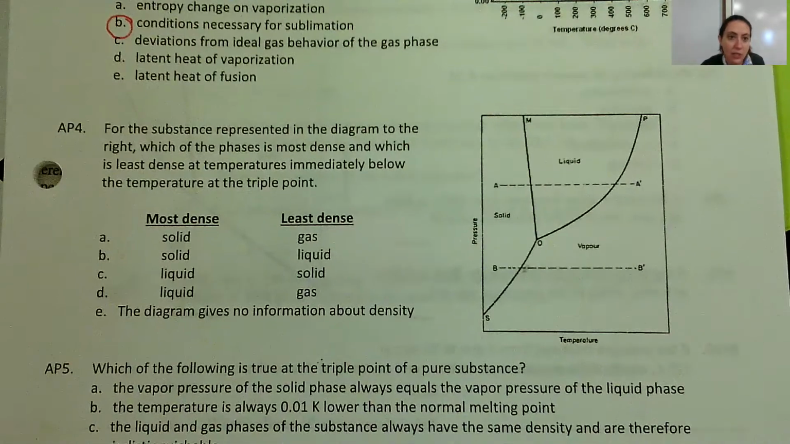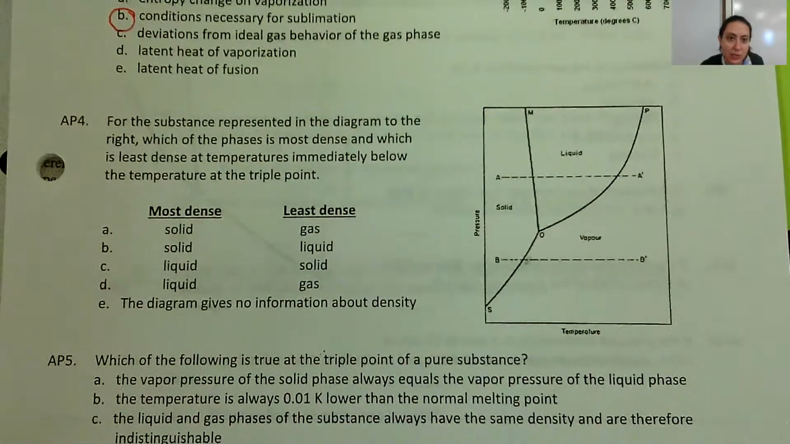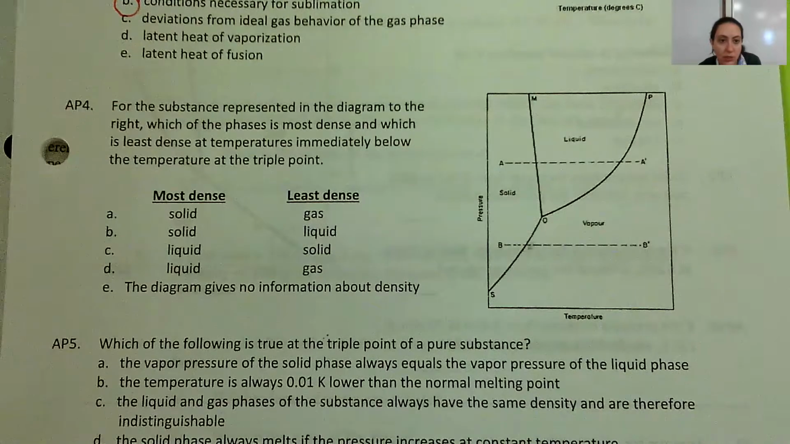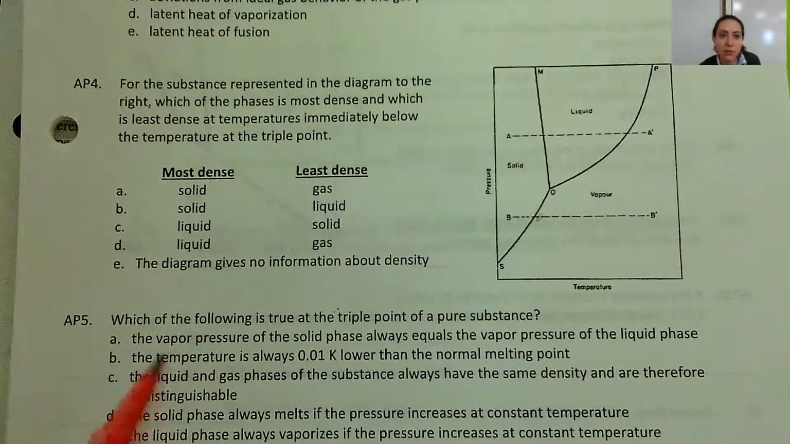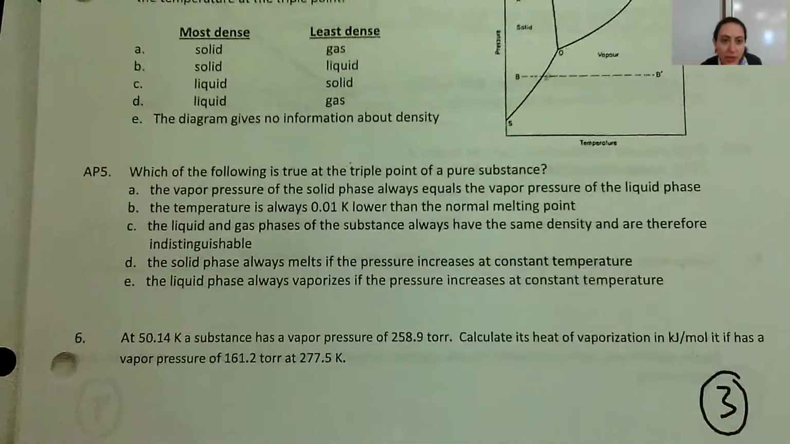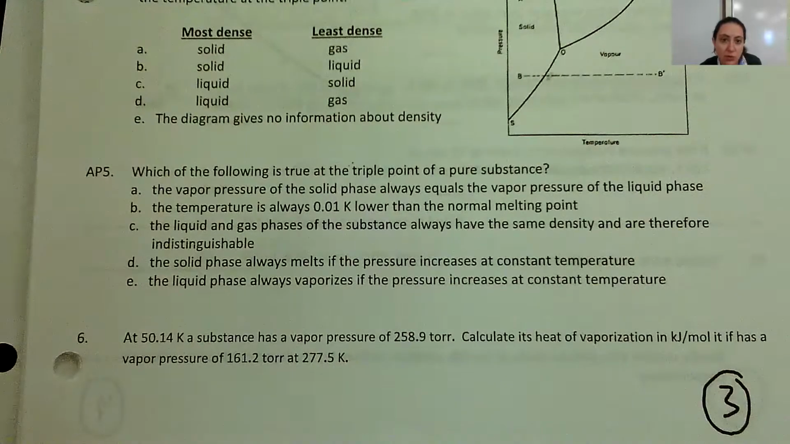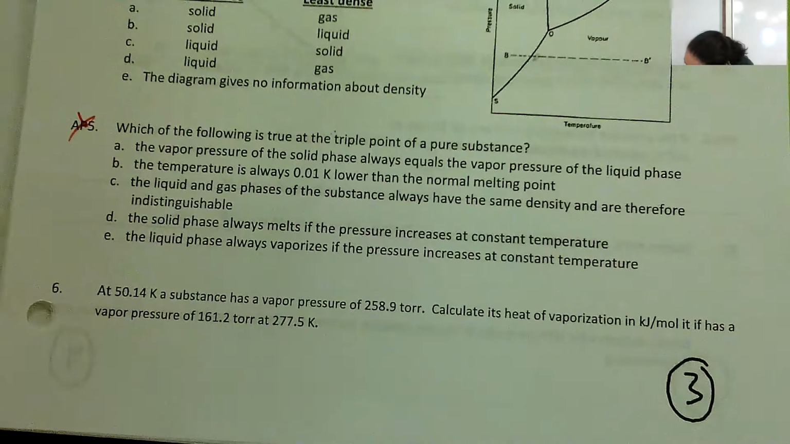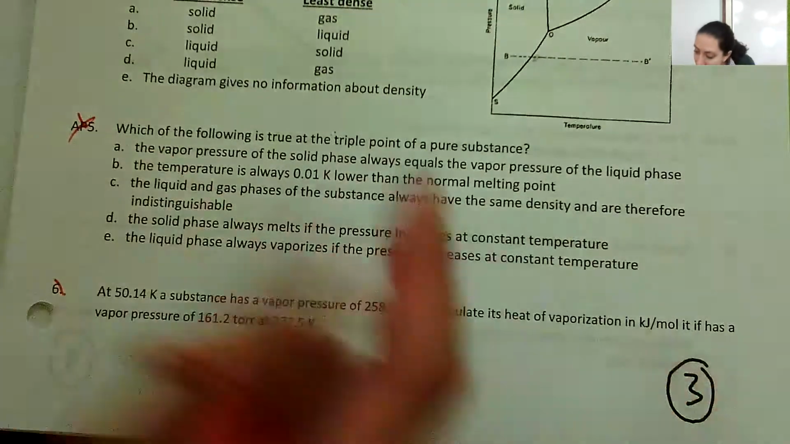Let's see. Which is least dense at temperatures immediately below the triple point. Yeah. For this one, these are all multiple choice. I would say technically this thing, yeah, you can skip this one also. I'll just read through these real quick. Yeah. I would say you can skip this one too. It's an A. These are all AP questions. And you can skip 6. We may have to be skipping all of page 3. Let's find out. Sorry, y'all.